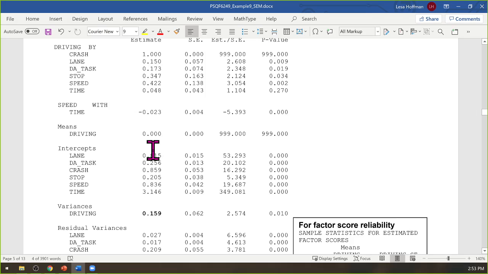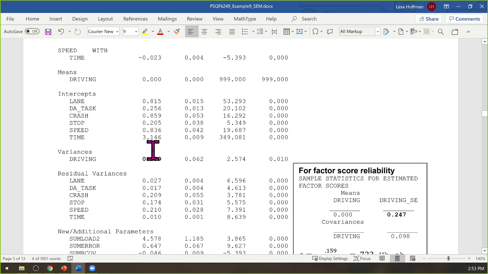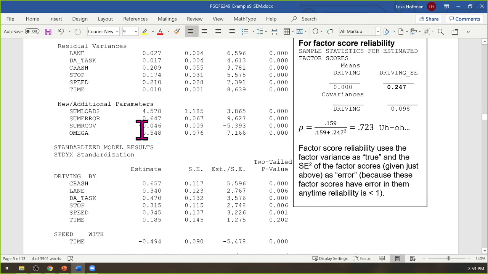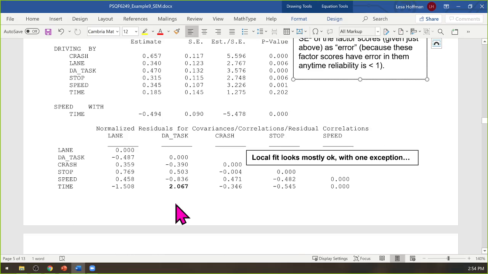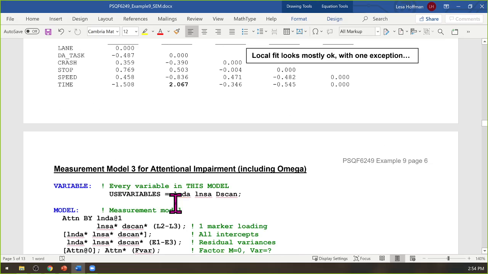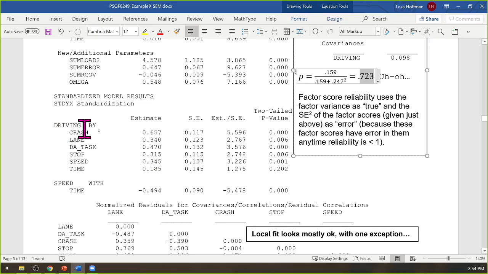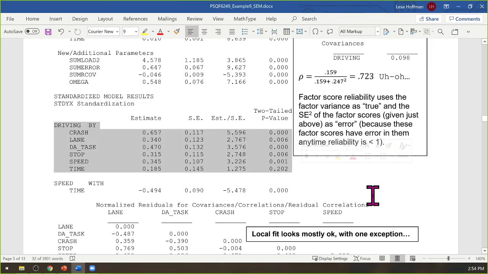So here's my solution. Here's my reliability. Omega is 0.55. There is no universe in which that would be considered good enough. Reliability for the sum scores is 0.73. That's not good either. Here, let me find where the standardized results are. So here are my standardized slopes. What do you think of these?